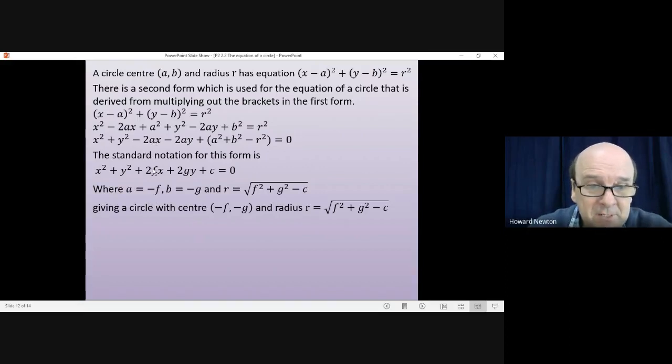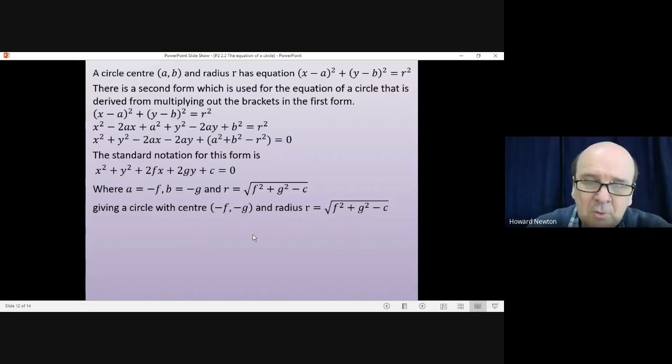We're just comparing these together. a is minus f, b is minus g, and r, the radius of the circle, will be the square root of f squared plus g squared minus c. What this gives you is a circle with center minus f, minus g, if it's written in this form, and radius r equals the square root of f squared plus g squared minus c.